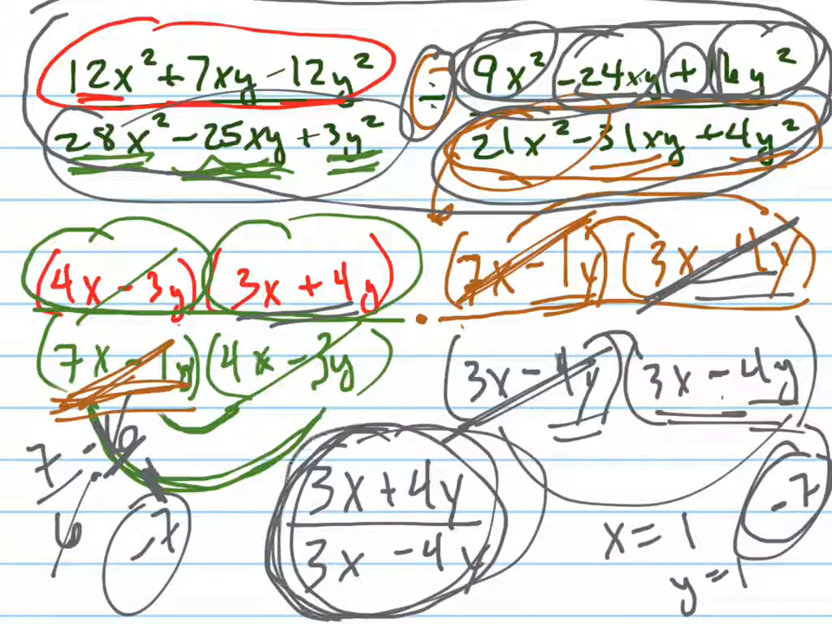This is the bottom. The bottom is just a simplified version of that big nasty thing you had at the very beginning. So you could check your answer by picking any values you want and plugging them in and seeing if that gives you the same thing on the top and bottom. Hopefully that made sense.